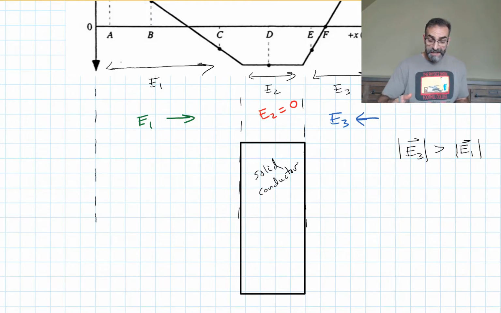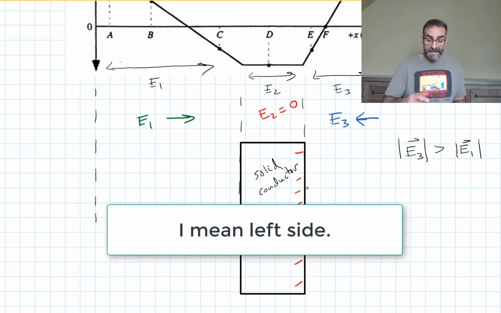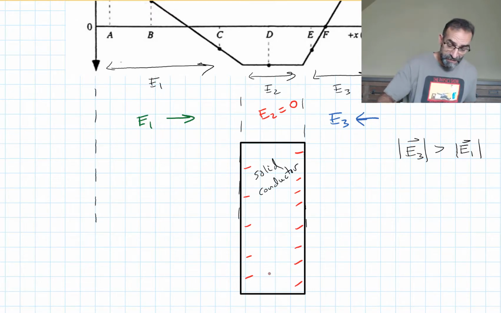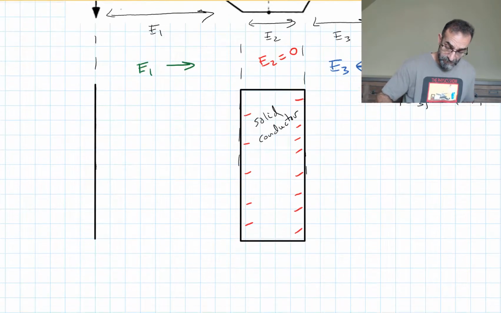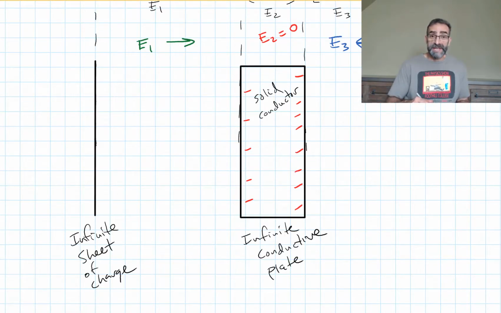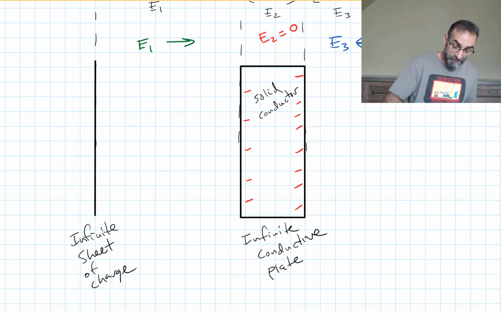I know that on the left side, I have to have some negative charge. And on the right side, I have to have some negative charge, but less. What would cause charge to split unequally on a conductor between the two sides? Well, another charge somewhere else, another infinite sheet of charge somewhere else. So maybe I have an infinite sheet of charge over here at the origin. Of course, my infinite sheet would have to have positive charge on it.